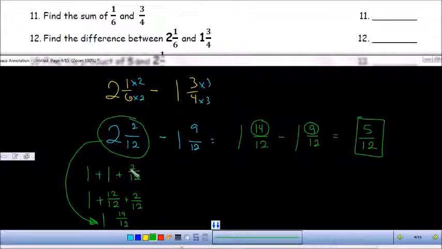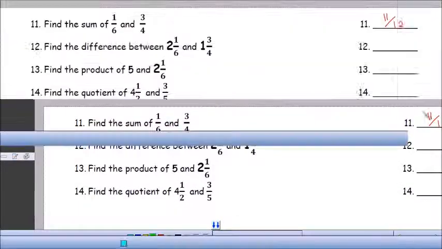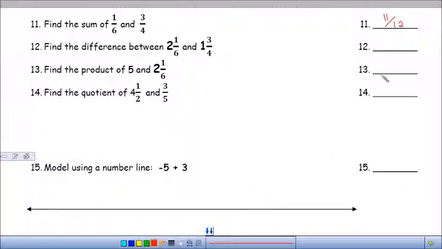Okay, so remember what we did here. We regrouped it. That 2, I wrote it as 1 plus 1. And then I rewrote one of those 1s as 12 over 12 because that's a whole. And then I added the two fractions to get my mixed number so that I can go ahead and subtract correctly. So 5 and 5 twelfths is my answer. And I'm going to write it right here. 5 twelfths.